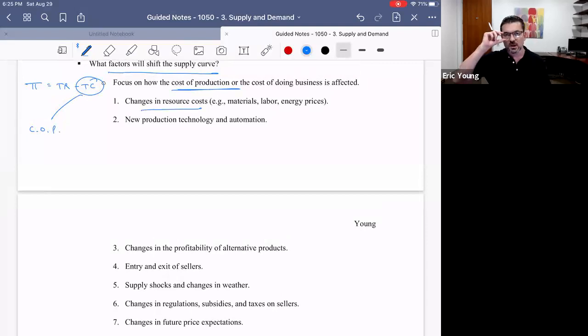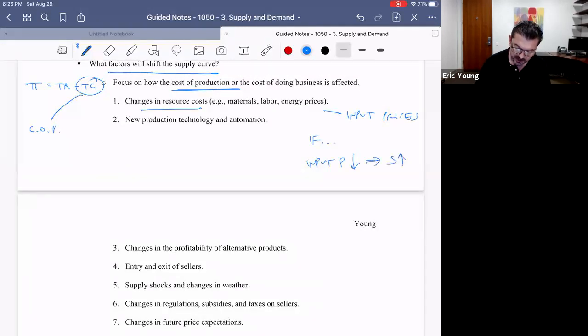We know that resources include land, labor, and capital. In the production process, it would include things like energy prices, labor prices, raw material prices, all your input prices. So in this one, we're talking about input prices. And the general rule is, if your input prices fall, your supply will increase. And if your input prices rise, your supply will decrease.